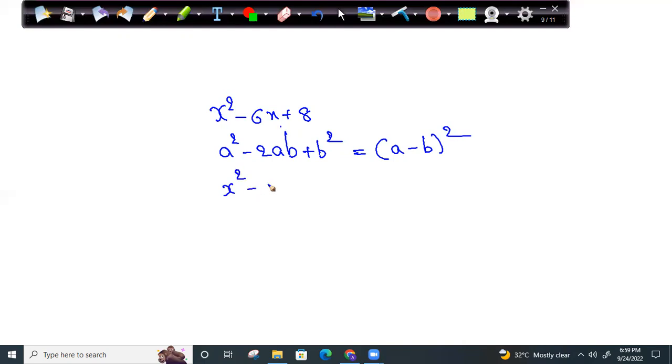x square minus 2 into a is x, b is 3. 6x I'm writing as 2 into x into 3. So b is 3, so I'll add 3 square. Since I added 3 square, I need to subtract 3 square because no one gives anything for free. Why did you add 3 square? Because I want to convert this into the form a square minus 2ab plus b square. b is 3, so I need to have 3 square, but I don't have 3 square in this. So I'm adding 3 square and subtracting 3 square.